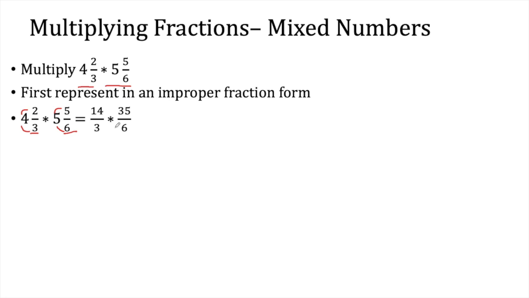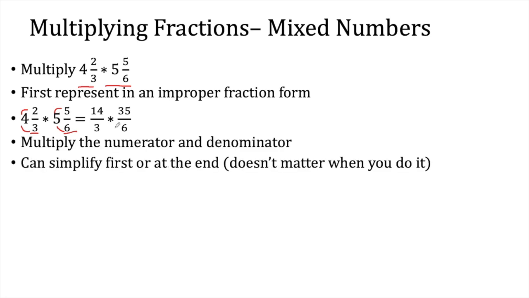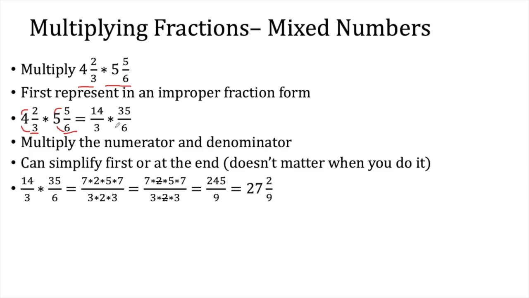And now we can actually simplify this. As usual, we'll simplify in the beginning to make our multiplication easier. So we'll write it in prime factorization form. 14 is 7 times 2, 35 is 7 times 5. 3 is just 3 times 1, and 6 is 2 times 3. And now we see that the 2's can be cancelled, since 2 divided by 2 is 1. And there are no other common prime numbers in the numerator and denominator.